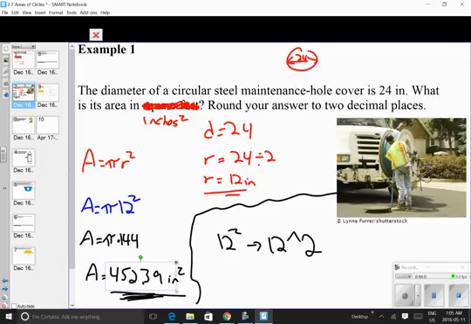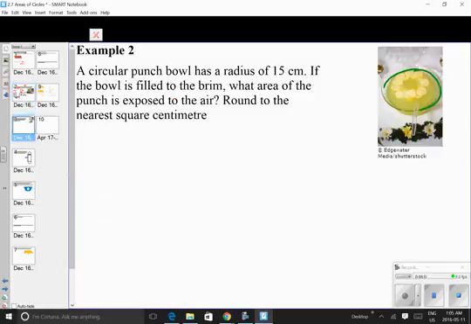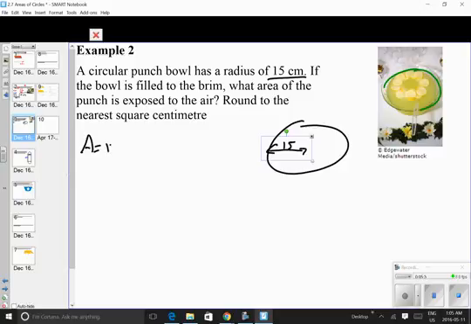Let's do some more examples. A circular punch bowl has a radius of 15 centimeters. If the bowl is filled right to the brim, what area of the punch is exposed to the air? So what that's asking for is if you have a circle, and yes, that is a perfect circle, and the radius, so the halfway, is 15 centimeters, we want to know the area. So the area is pi times r squared. This one's nice. You can just put the radius straight into your formula. Pi times 15 squared.